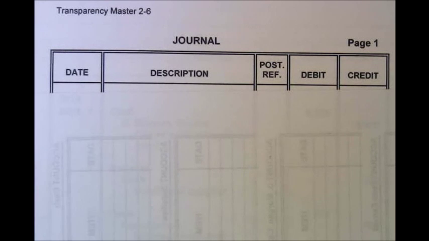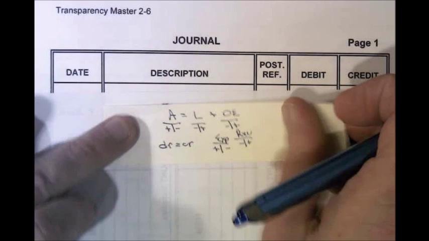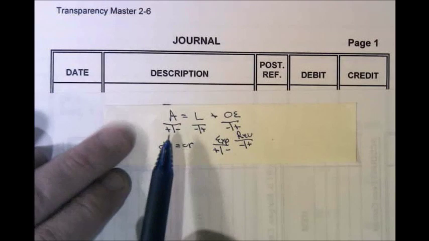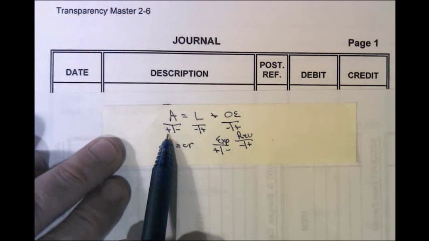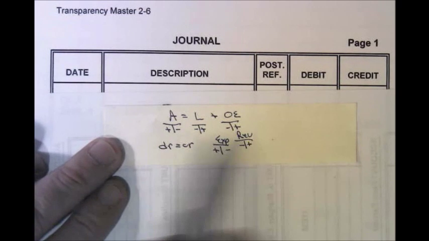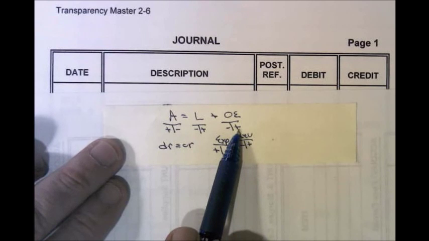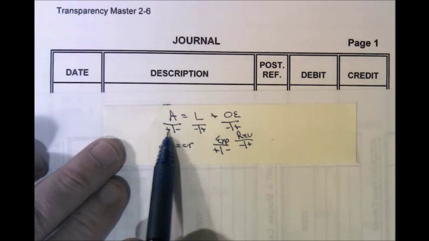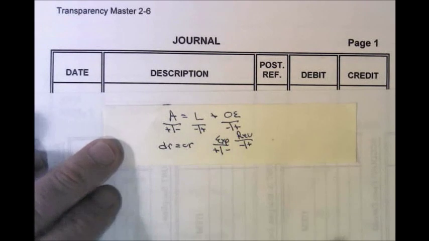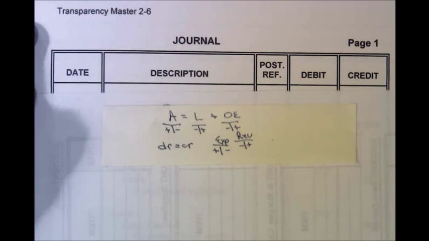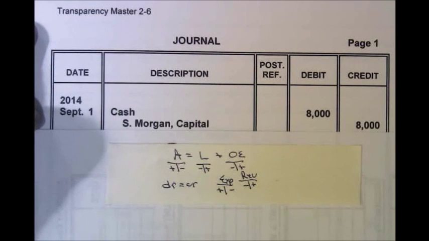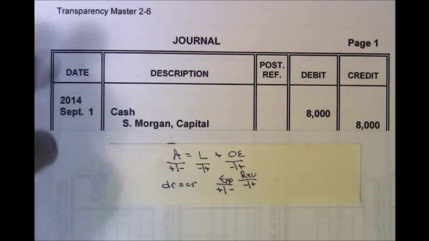Well, let's analyze that transaction. We know that when you invest $8,000 into the business, cash goes up. Cash is an asset. We're going to debit cash. That person's ownership, the amount they own in the business, their worth in the business, increases. We do that with a credit. So I know I'm going to debit cash and credit capital. So here is what that transaction looks like in the journal entry.